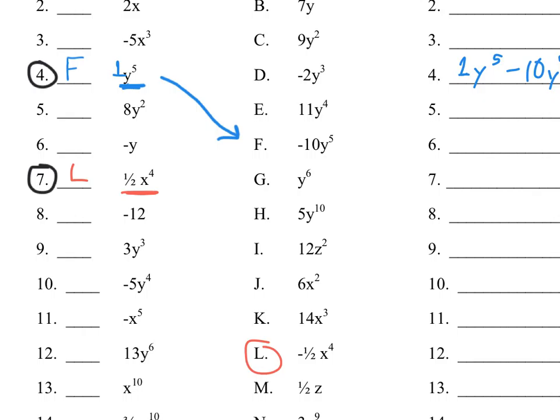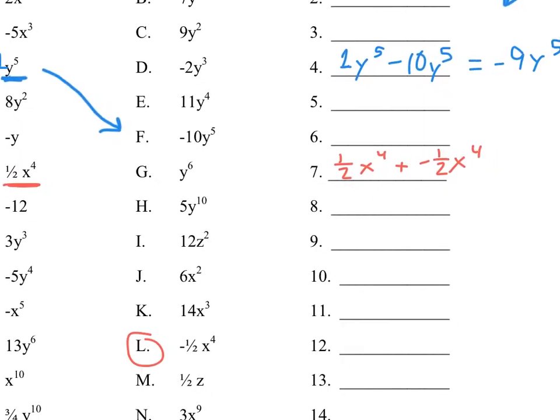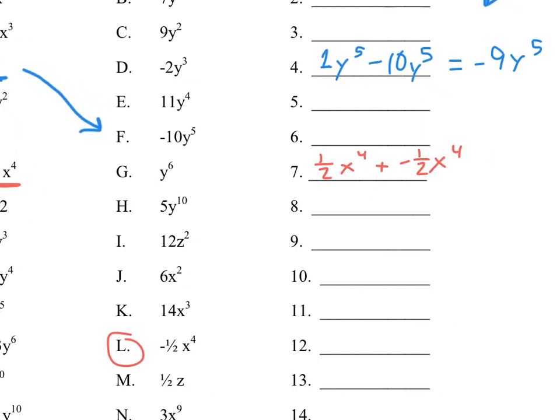And now we have to add that together. So we have 1/2 x to the 4th plus negative 1/2 x to the 4th. And when you add a negative number, it's like subtracting the positive version. So this is like 1/2 x to the 4th minus 1/2 x to the 4th. And 1/2 x to the 4th minus 1/2 x to the 4th is just 0, because 1/2 minus 1/2 is 0.